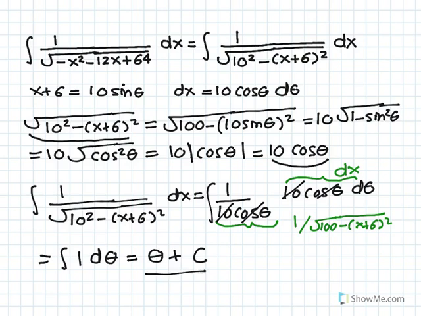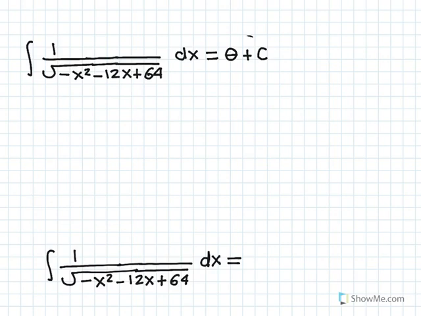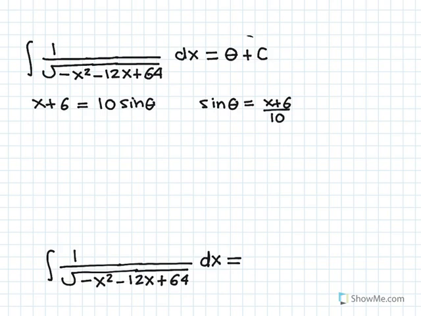All right, so we can't stop there. We have to actually get our answer in terms of x. So our trig substitution is x plus 6 is equal to 10 sine theta. Solving for sine theta, we divide by 10 on both sides. Sine theta is x plus 6 divided by 10. Now let's create our reference triangle. So here we have a right angle triangle. Here we have the angle theta. Sine theta is x plus 6, that's opposite, over hypotenuse, that's 10.